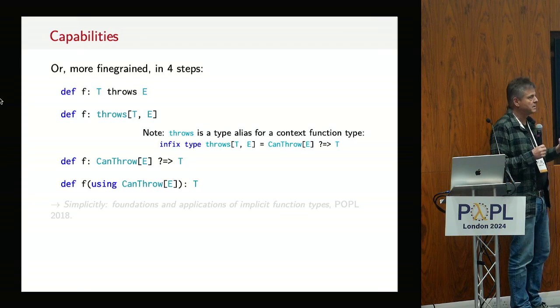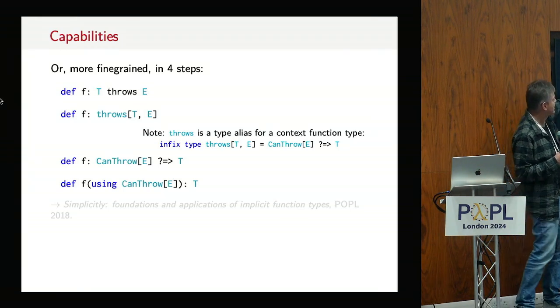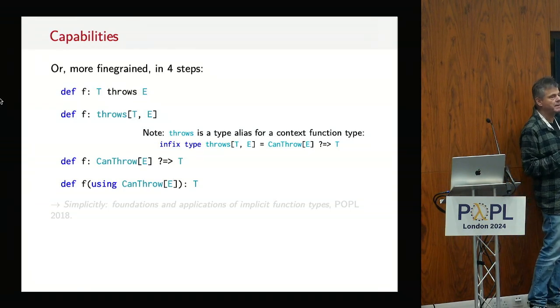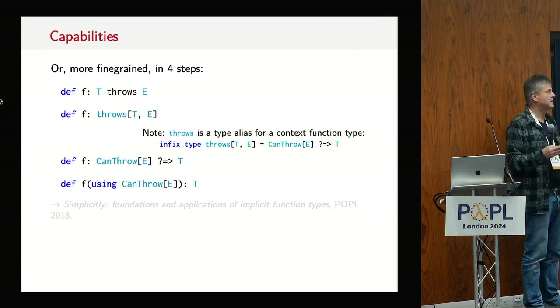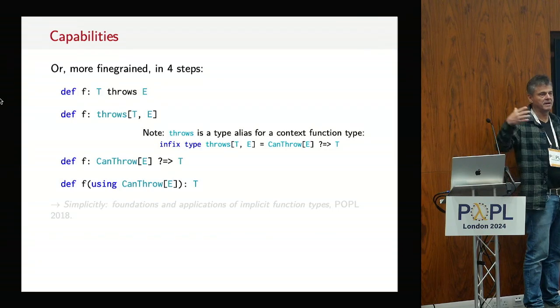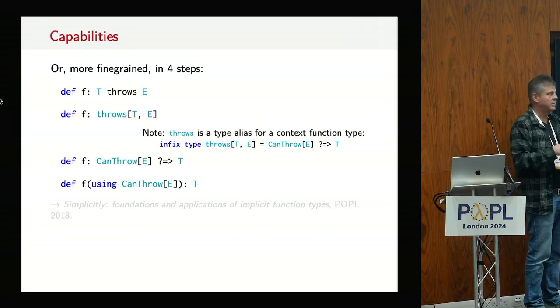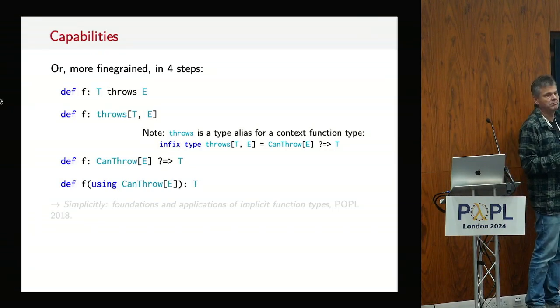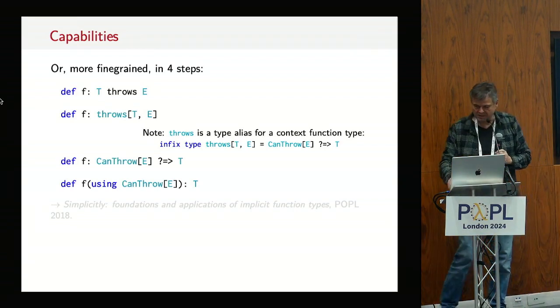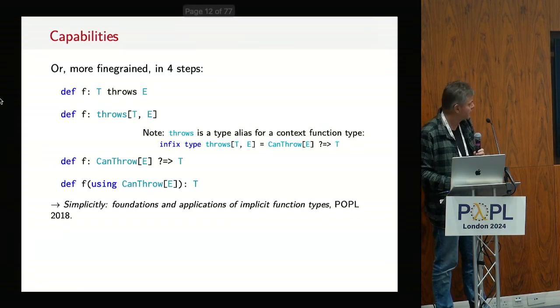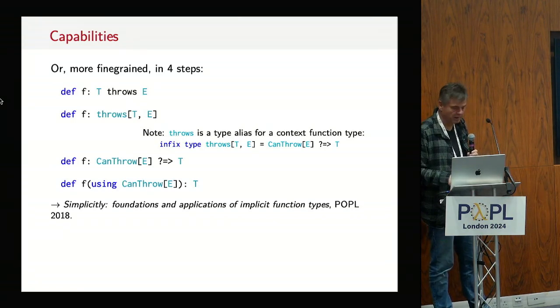So why is that important? Well, it's important because it means that I can actually synthesize and type-abstract this implicit capability passing. I don't need to repeat that at every function definition. There's a way to define it once and maybe name that as a type and then use the type everywhere. These things have been explained in a popular paper, Simplicity: Foundations and Applications of Implicit Function Types, 6 years ago already.